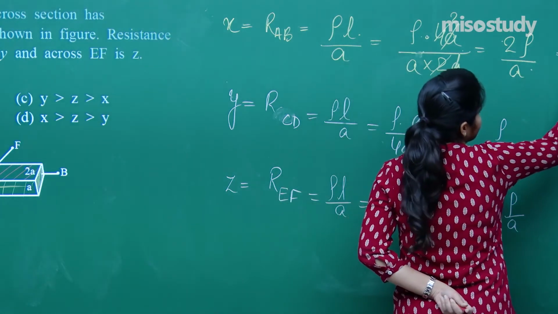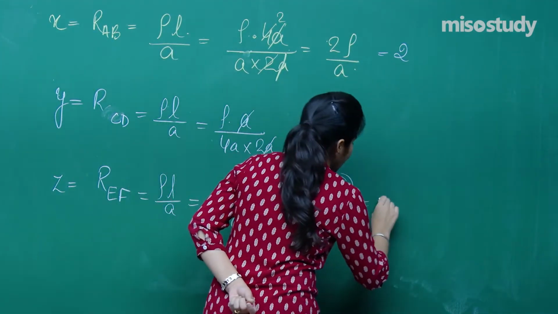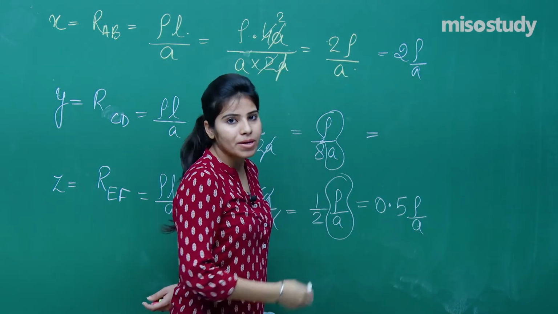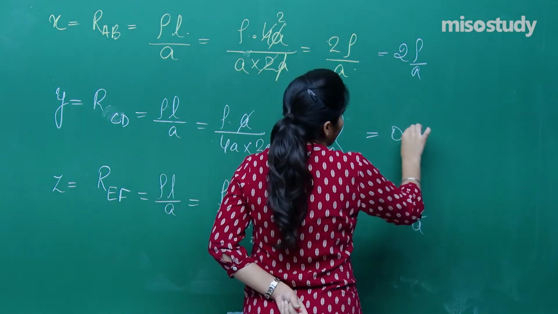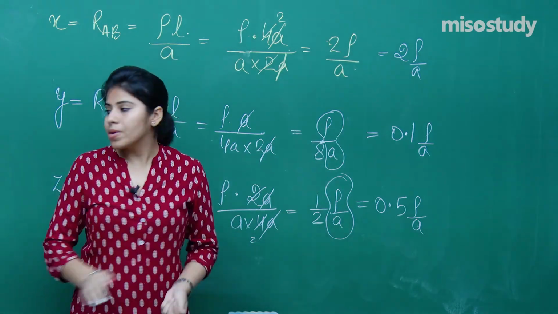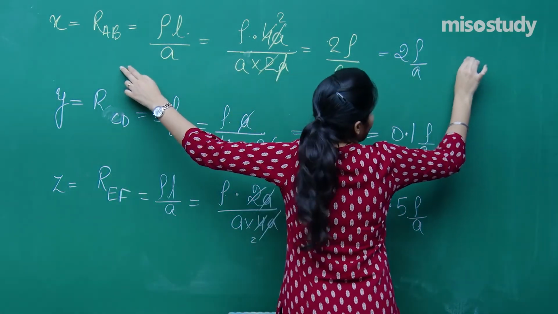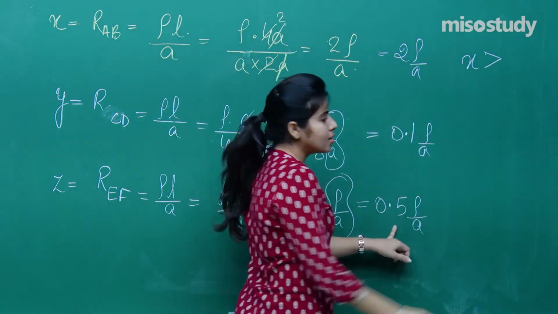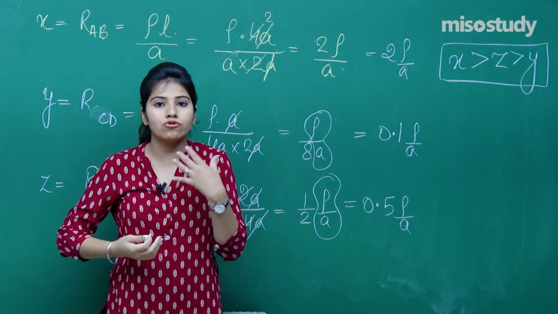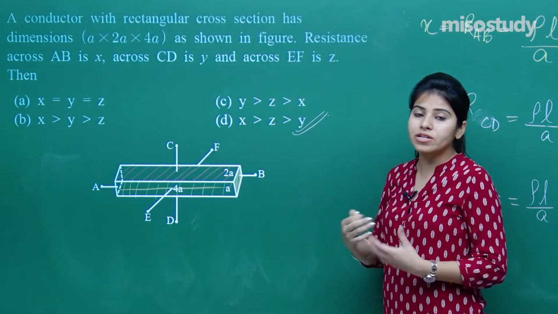So if I am taking rho upon A as common from all these, you are now having 0.5 rho by A, this is 2 rho by A, and this will be something like 0.1 rho by A, right? Now, we can see here, because we have to tell the combination, that this is the value of x. X is greater than z and z is greater than y. So this is the option that is correct. So x is greater than z, greater than y. Okay. So D is the correct answer for this particular question.